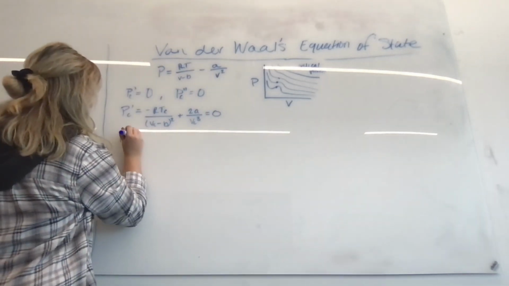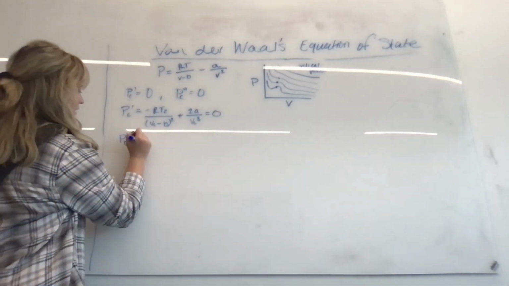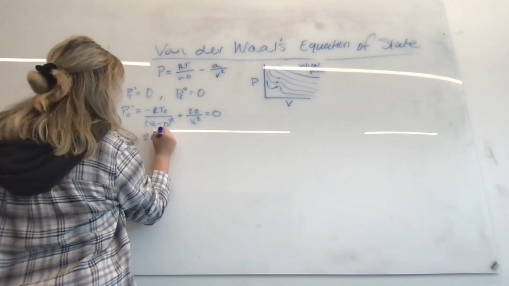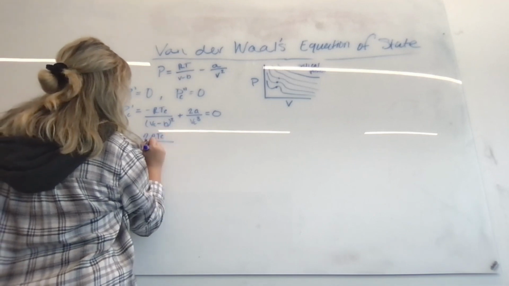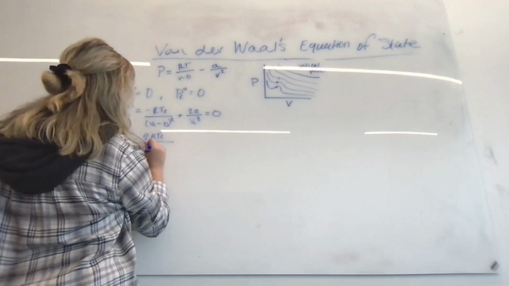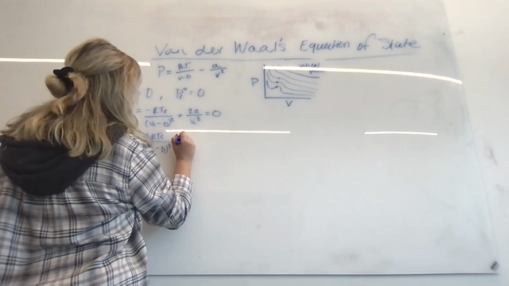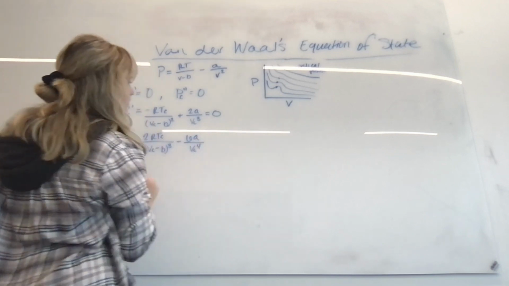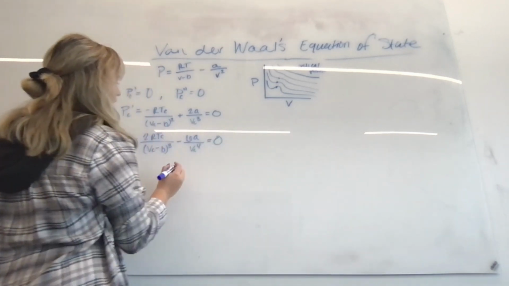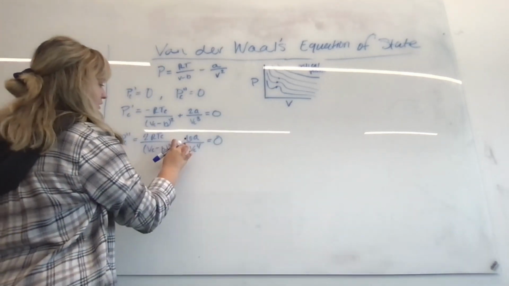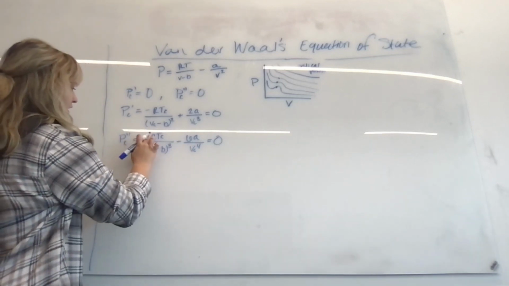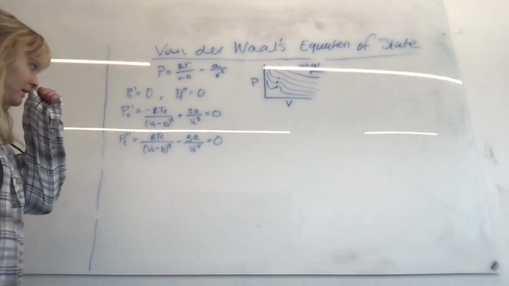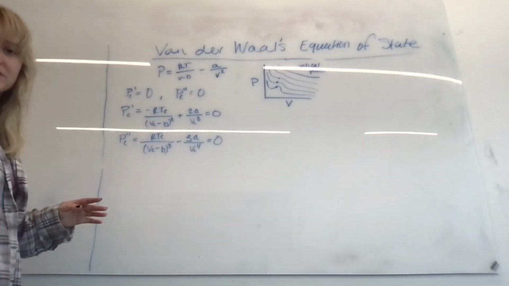And now our second derivative is going to be equal to 2 times R times our critical temperature over our critical volume minus B cubed. That's going to be minus 6A over our critical volume to the fourth, and that is equal to 0. Now, because this 2 and this 6 both have factors of 2, we can get rid of that and turn this to a 3. Okay, so now let's rearrange these equations a little bit.